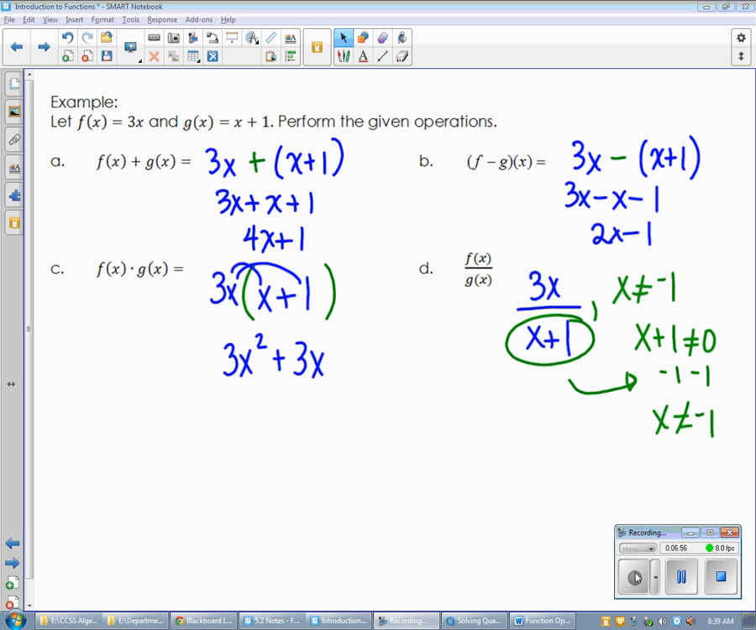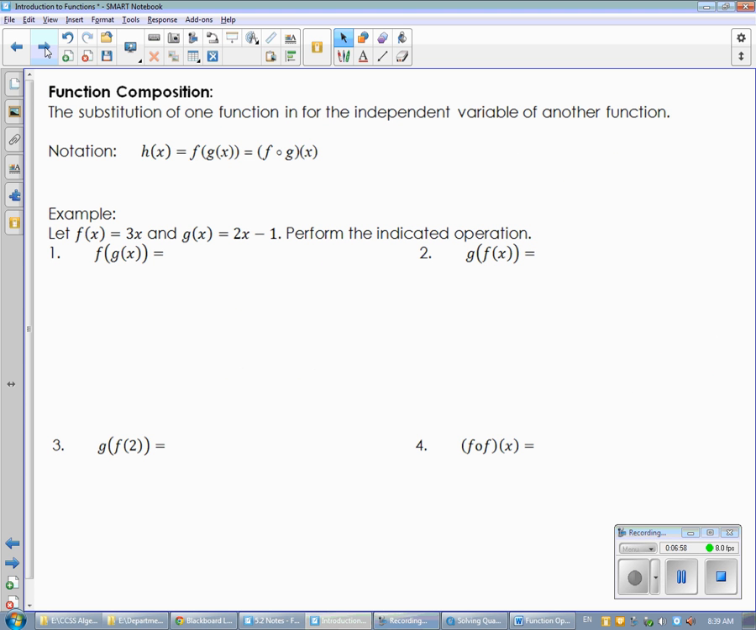Another thing that we're going to want to be able to do is something called function composition. Function composition involves substituting one function in for the independent variable of another. And we do function composition a lot of times when we're performing multiple operations, and I can probably come up with a good example.